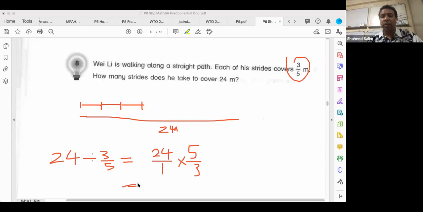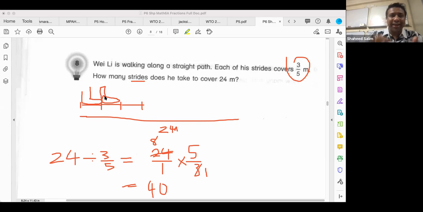So now down here, how? Reduce, divide by 3, you get 8. Divide by 3, you get 1. 8 times 5, 40. So there's 40 strikes. But not steps, no? Step is like that. That means your leg is like that. 1 step, 2 steps. It's one after another. Strike is how big you can stretch your legs. How many strikes? Okay, here we go.